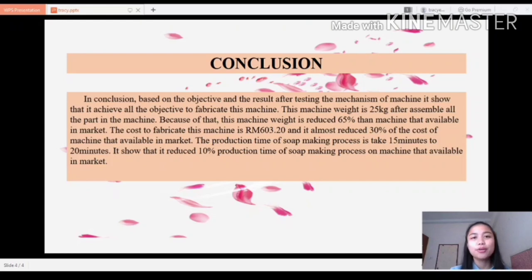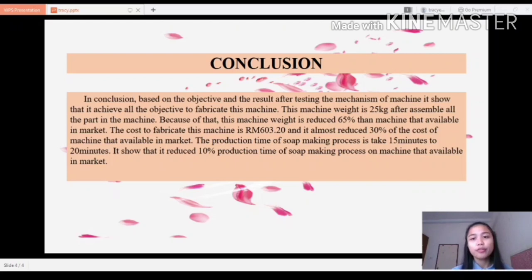Last but not least, for our group, is the conclusion for the project that we have made. The objectives and the results of testing the mechanism of the machine show that it achieved all the objectives to fabricate this machine. The machine weight is 25 kg after assembling all the parts. Because of that, the machine weight is reduced by 65% compared to machines available in the market.